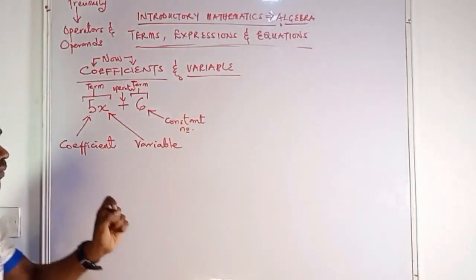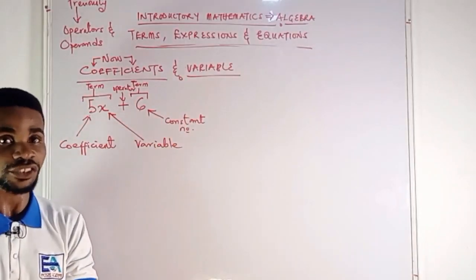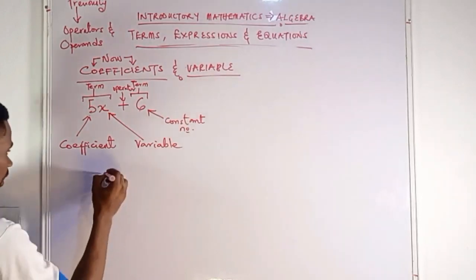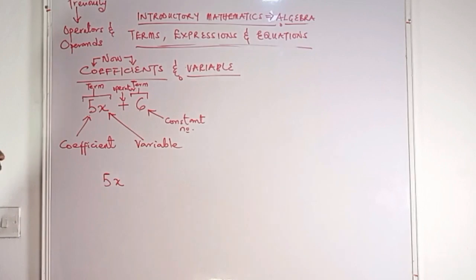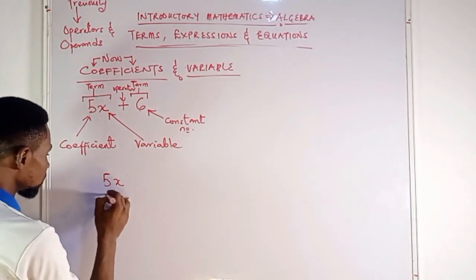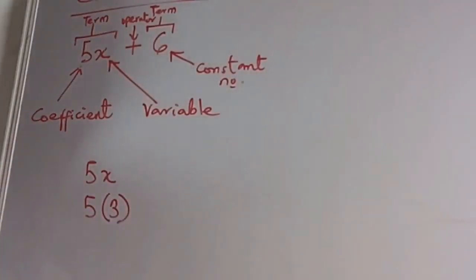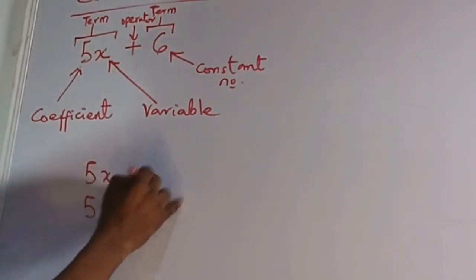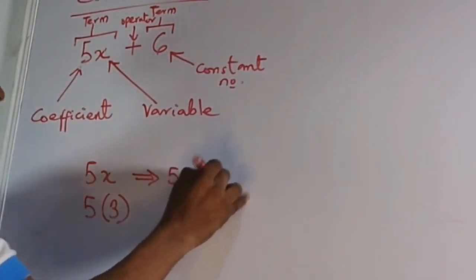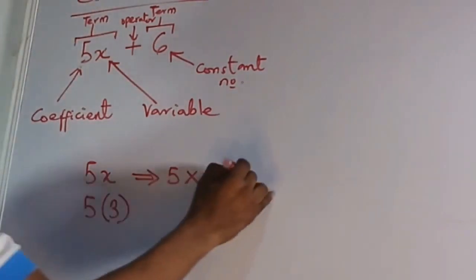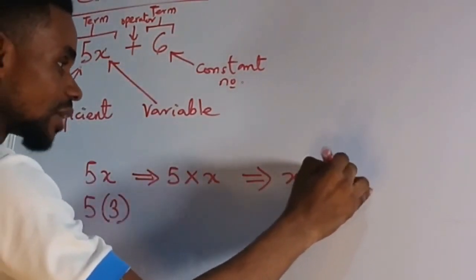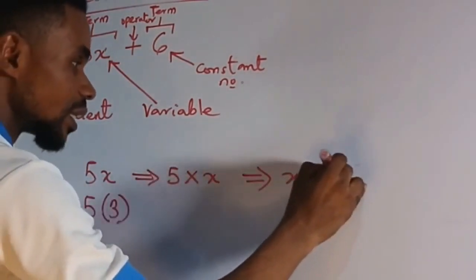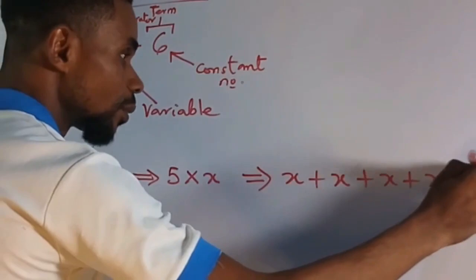The word variable in mathematics simply means something that can change. All right, for instance, if I have 5x here, let's say x happens to be 3. It means I will put it in brackets, 5(3). I'm using this bracket to separate. This bracket stands as a separator and also as a multiplier, okay? Because 5x in the real sense simply means 5 times x. In another sense, it also means x written 5 times, or x added to itself 5 times. That is x plus x plus x plus x, okay?